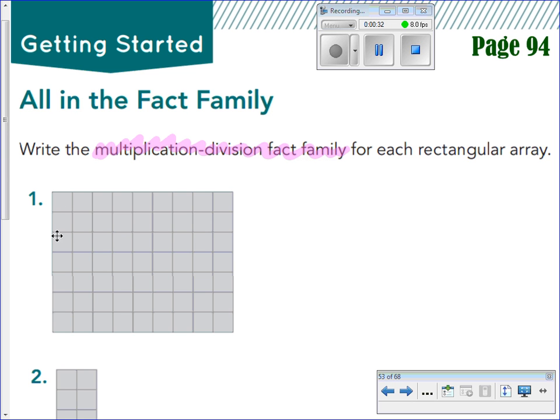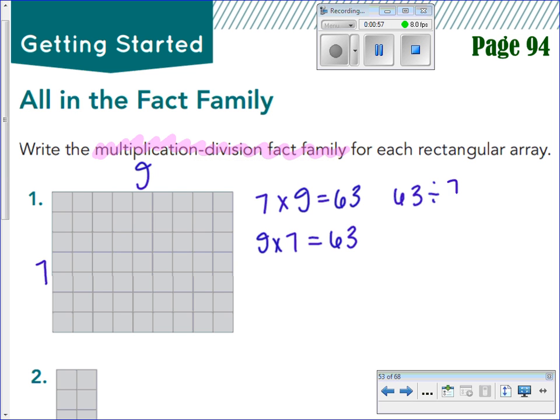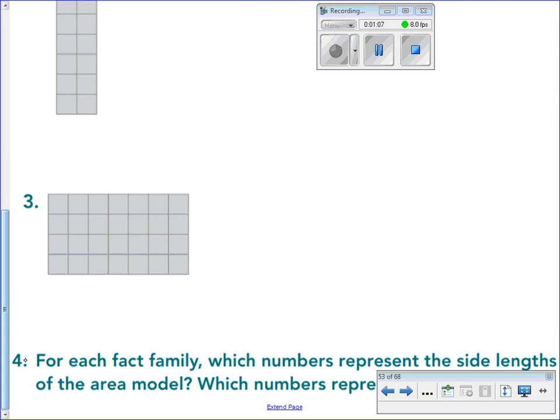count length and width. 1, 2, 3, 4, 5, 6, 7. 1, 2, 3, 4, 5, 6, 7, 8, 9. And write that fact family. So 7 times 9 is 63. 9 times 7 is 63. 63 divided by 7 is 9. And 63 divided by 9 is 7. Make sure you have done that for each one of these.